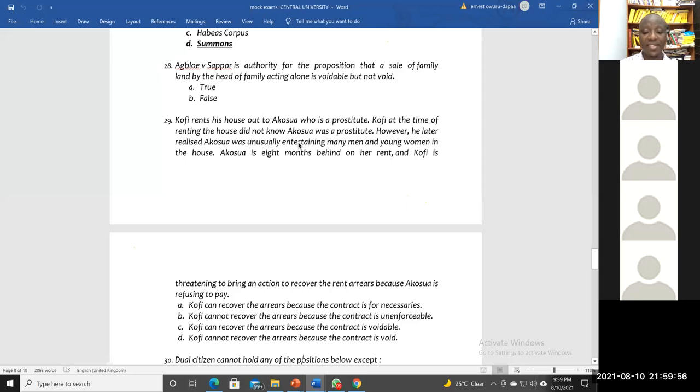A, Kofi can recover the arrears because the contract is for necessaries. If you are talking about illegality in public policy, necessaries and so on do not come in. B, Kofi cannot recover the arrears because the contract is unenforceable. I think the way they frame the answers is going to make the correct answer very easy for us. We can cross out A by elimination, because A relates to capacity, and the question is not about capacity. So A is out. Then we come to B. You see unenforceable, and you know that illegality and public policy actually render a contract unenforceable. So B is a very good candidate for the correct answer.